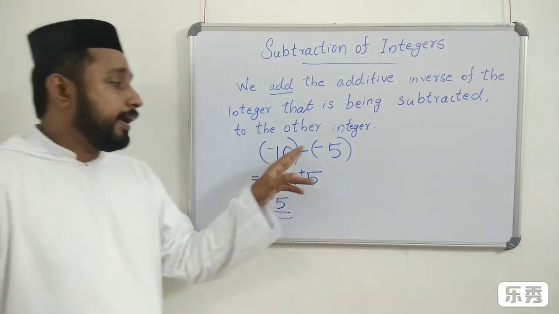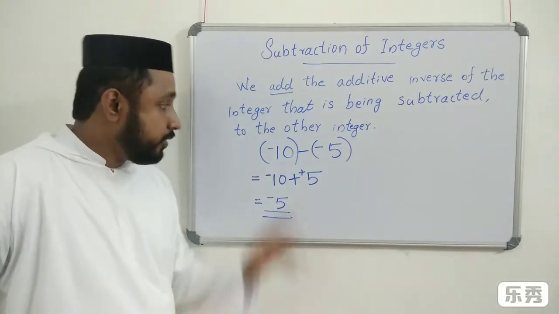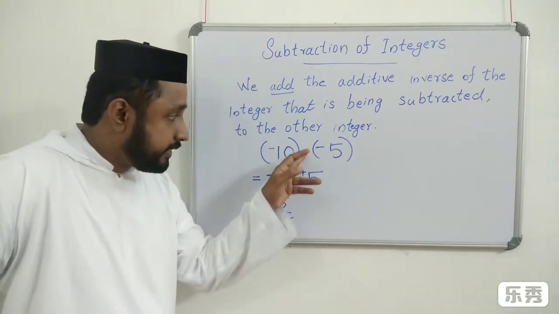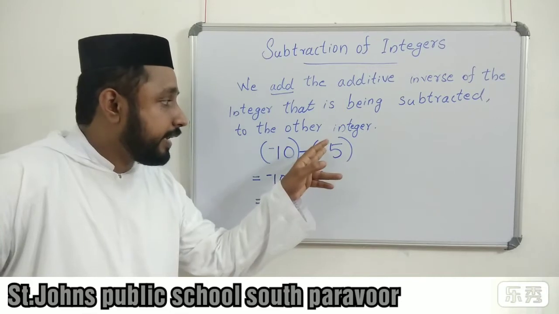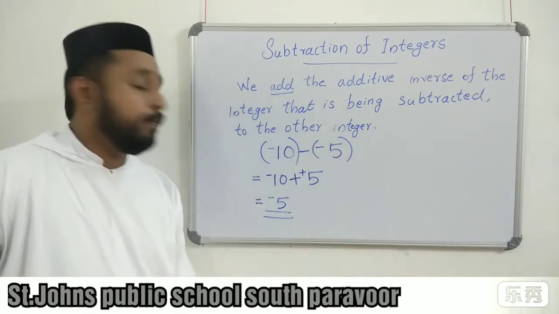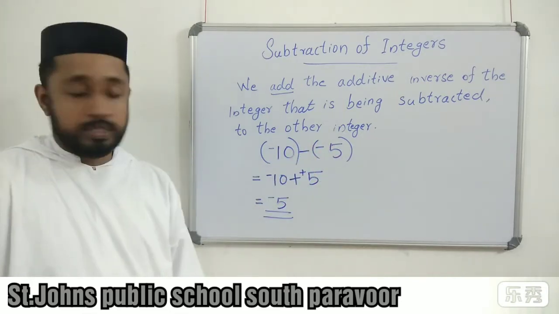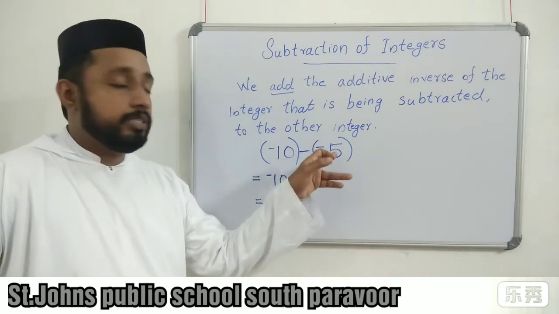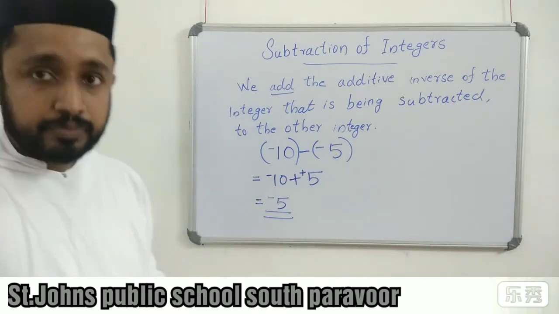So minus 10 minus 5 is equal to minus 10 plus, we change minus into plus, then again change the sign of the next integer. So plus 5, which is equal to minus 5. Plus 5 is the additive inverse of minus 5.